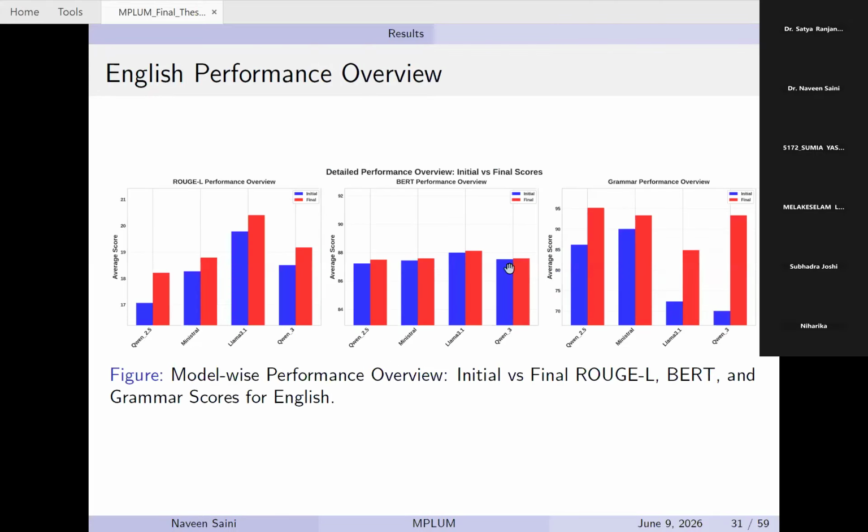And this is the model-wise performance overview: initial versus final Rouge, BERT and grammar score for English. In all the cases, red is the final and blue is the initial. In all the cases, in our Emblem framework, the Rouge score is increasing. This is the BERT performance. In all the cases it is increasing, slightly, but increasing. About the grammatical performance, you can see in every case it is greatly improved.